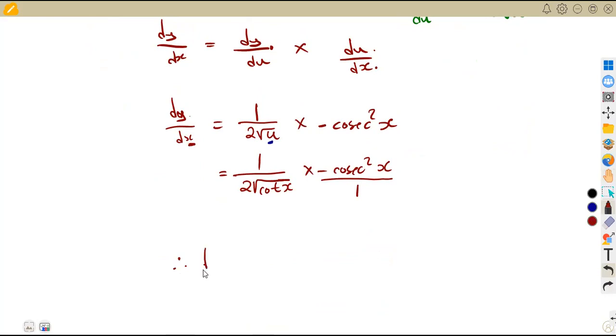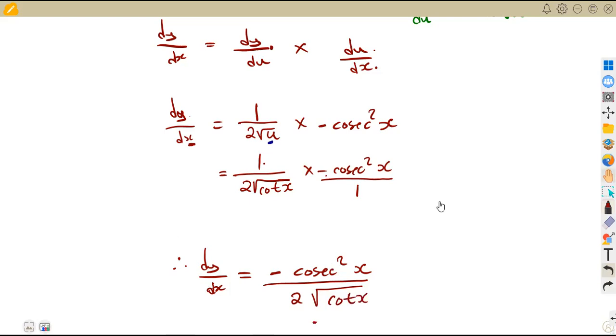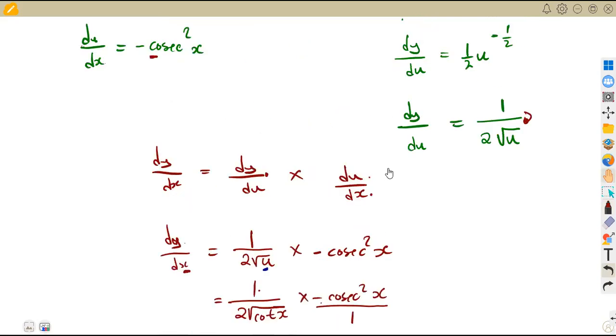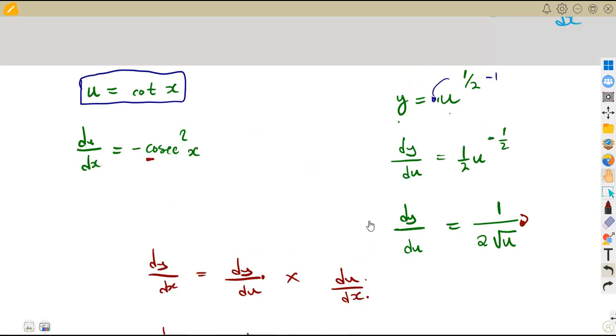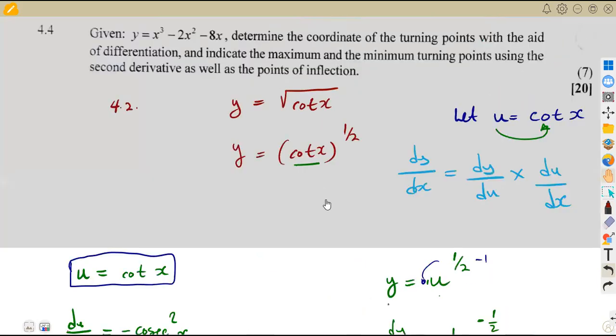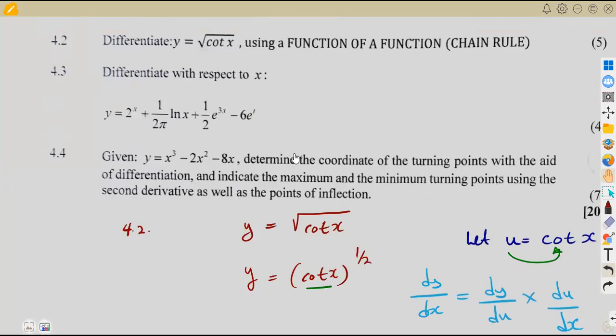So therefore, the derivative of y with respect to x is going to be given as what? You can multiply 1 times negative cosec squared. That will be negative cosec squared x over 2 square root of cot x times 1, which is 2 square root of cot x. All right, so that is how we could have simplified our question on this derivative from our function of a function or the chain rule. All you need is to know the steps that are given on your formula. So that was 5 marks for that.